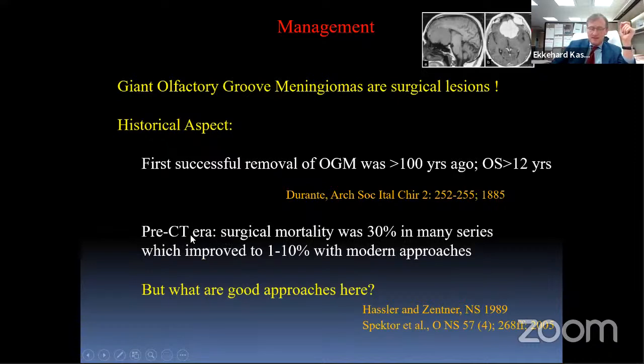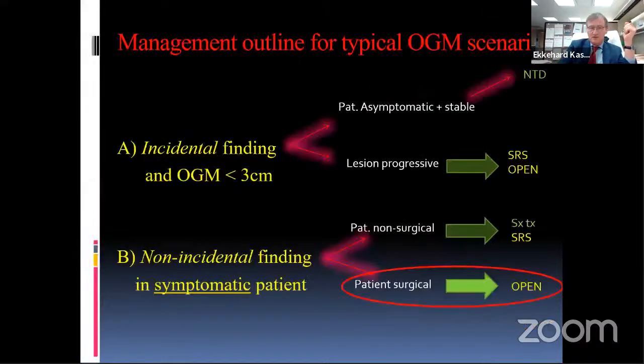Pre-surgery, pre-CAT scan, the surgical mortality for this lesion was actually stunningly high, and only in the last 20 years have we significantly improved to a mortality of 1 to 10%, which is still a high number. But considering the size and impact of the lesions, I want to show you why. The question remains, what's the best approach here?